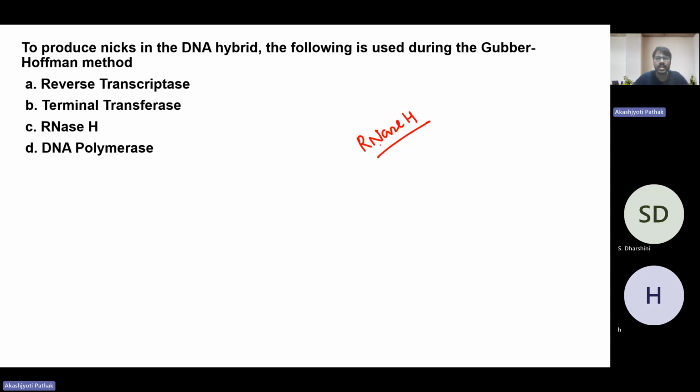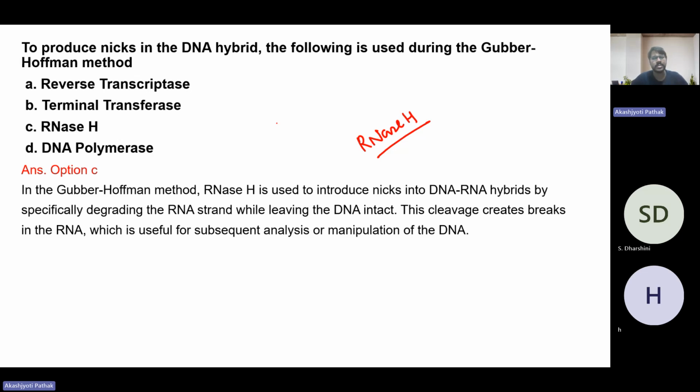And once these nicks are created, then this enzyme is added, and what it does is it causes polymerization in the 5' to 3' direction, and it removes these primers by 5' to 3' exonuclease activity. It removes the RNA primers, or these RNA fragments that are there, basically. Answer is option C. So the RNase H is used to introduce nicks into the DNA-RNA hybrids by specifically degrading the RNA strand while leaving the DNA intact. So your DNA will be left intact and your RNA strand will be degraded, and this cleavage creates breaks in this RNA, which is useful for subsequent analysis or manipulation of the DNA. So, is this point clear?